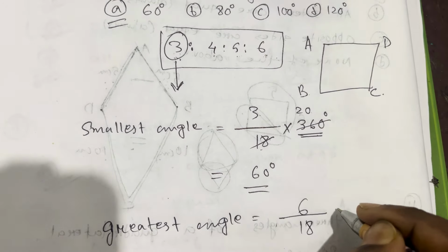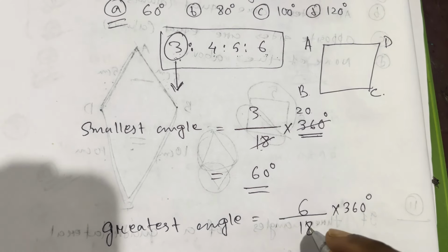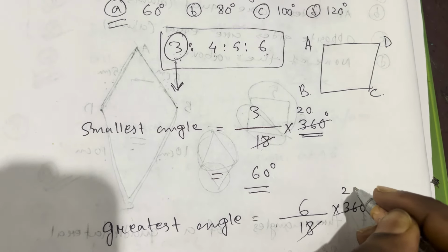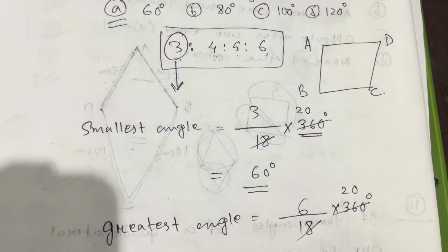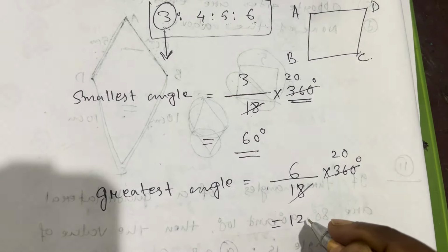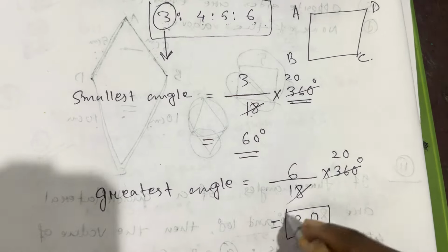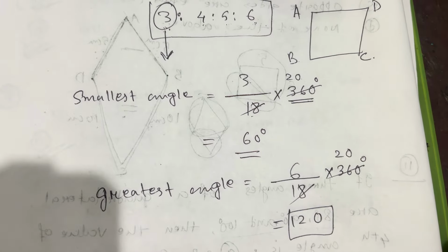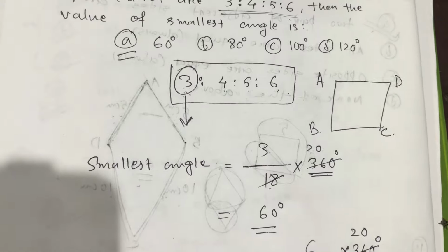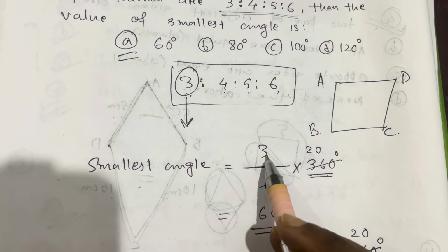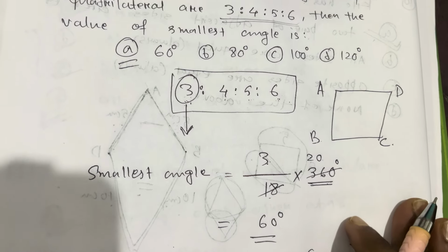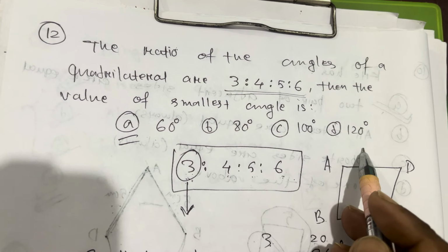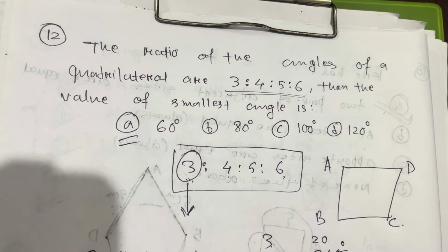So 6 divided by 18 into 360. If we cancel by 18, 360 divided by 18 is 20. So the answer will be 120. So the greatest angle is 120. So very simple. By using the ratio formula, we can find the value of the angle. For finding the smallest angle, you take the smallest ratio, and for finding the greatest angle, we take the greatest ratio. So the smallest angle will be 60 degrees, and the greatest angle will be 120 degrees. So not hard.